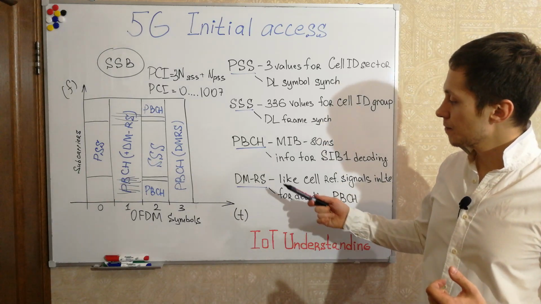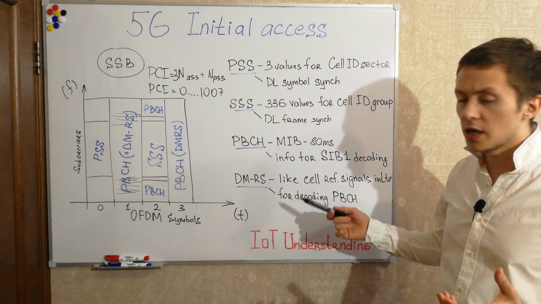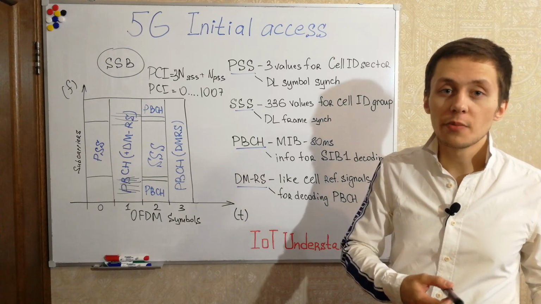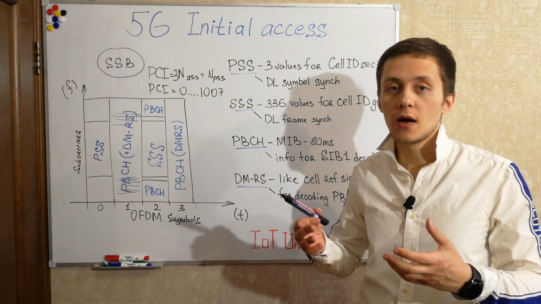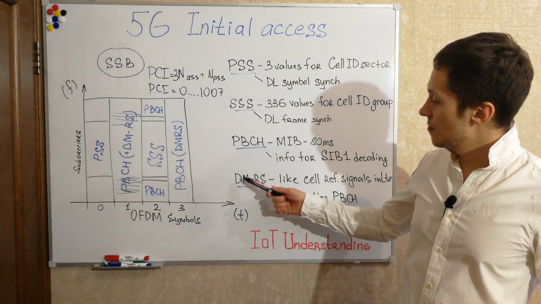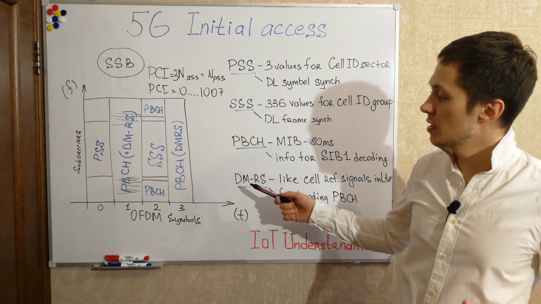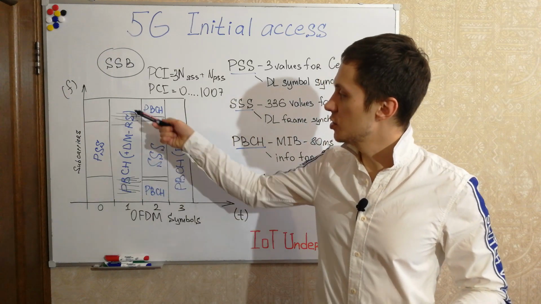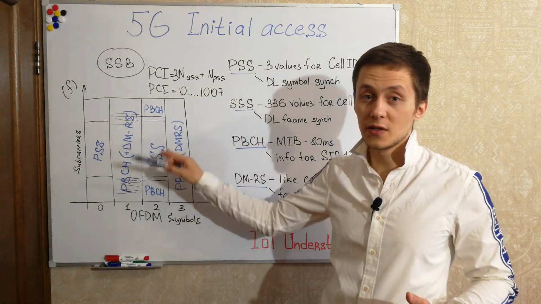So this demodulation reference signal is used like in LTE, the same for measurements, for defining and calculating RSRP, RSRQ, and the position of these demodulation reference signals may vary inside the PBCH channel, may vary in time and frequency domain.